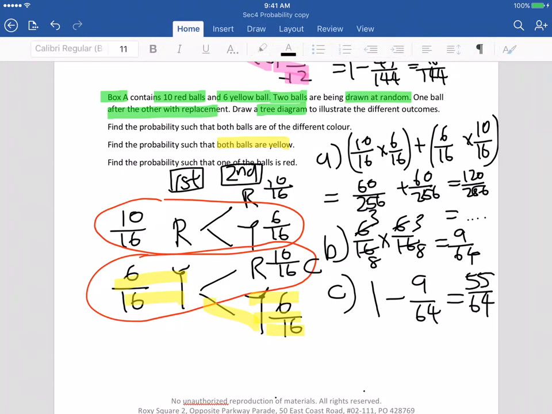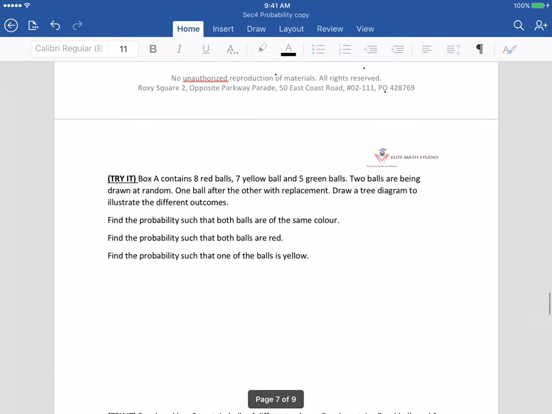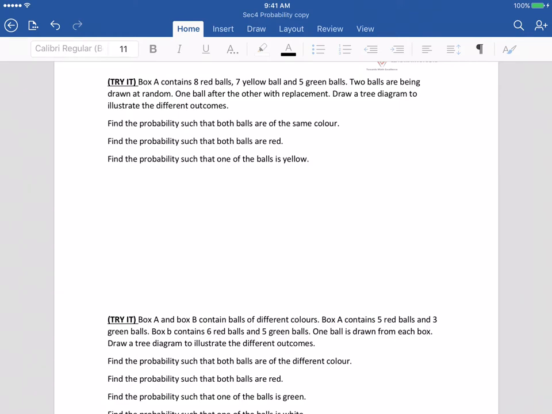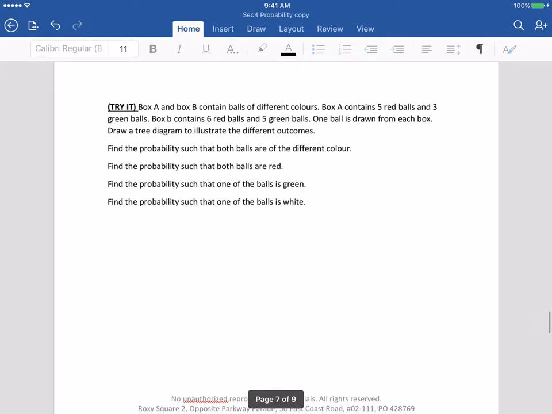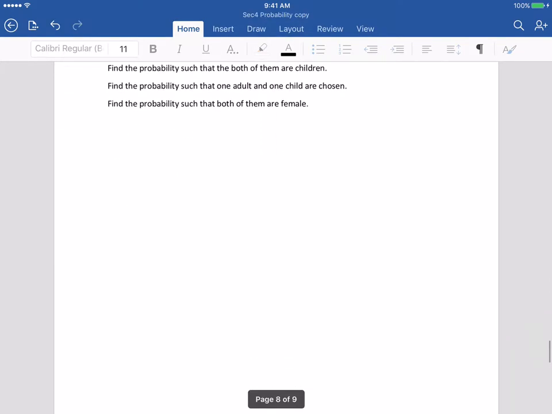As long as the tree diagram is right, I think everything is simple. The harder one is without replacement, something to think about. In some of the questions, instead of two colored balls, we have three colored balls. That will add difficulty to the question as well. I've come up with some other examples. The next example is the three colored ball. I want you to give it a try, and there are more examples as well.